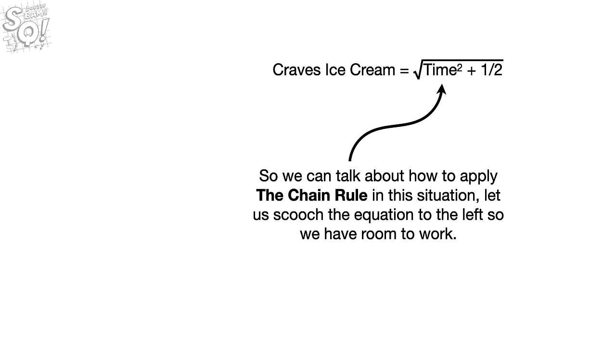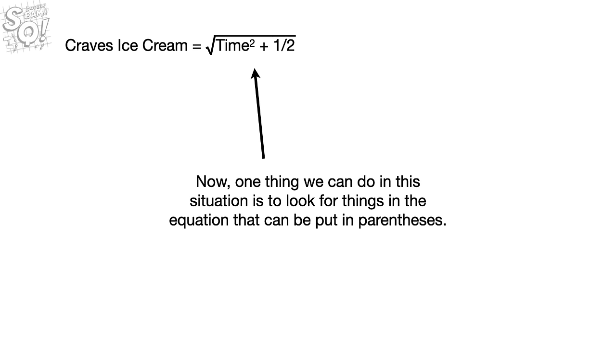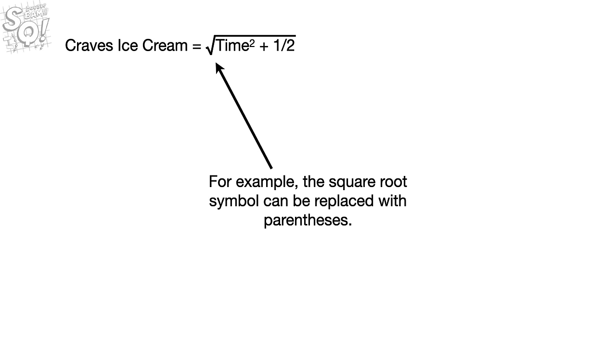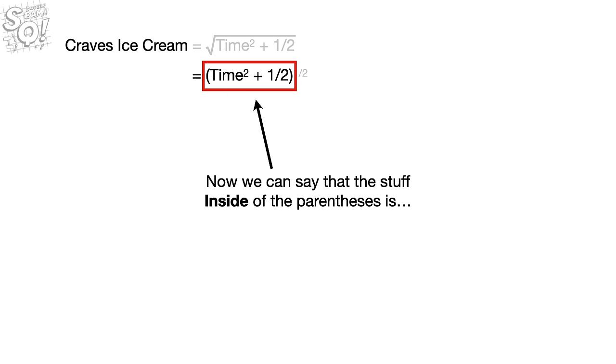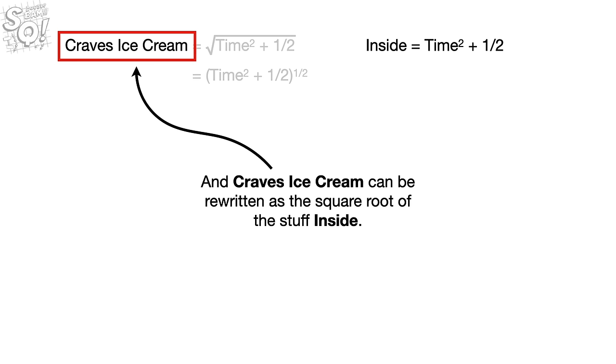So we can talk about how to apply the chain rule in this situation. Let us scooch the equation to the left so we have room to work. Now, one thing we can do in this situation is look for things in the equation that can be put in parentheses. For example, the square root symbol can be replaced with parentheses. Now we can say that the stuff inside the parentheses is time squared plus 1/2. And craves ice cream can be rewritten as the square root of the stuff inside.